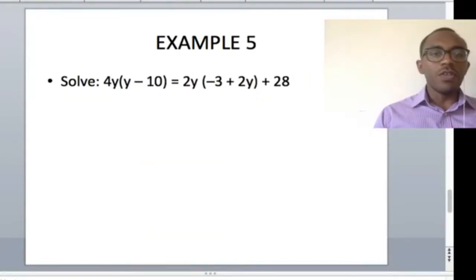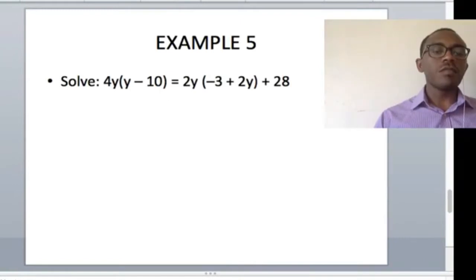Alright, so let's go to example 5. You're going to say, oh my gosh, how am I going to do that? I see parentheses, now things start getting more complicated. Don't worry, it's the same thing. It's the same process, except one thing. We didn't have parentheses before.